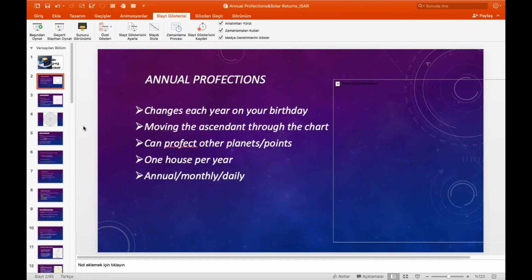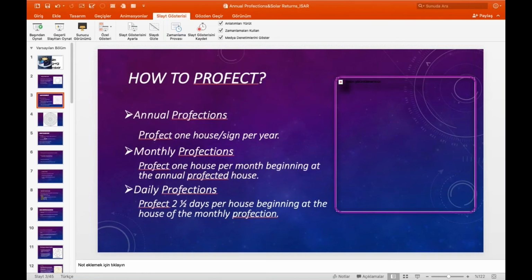And we move one house per year. And we will look at annual profections, monthly profections, and even daily profections. But to be honest, I don't even use daily profections. And it's not used as much. So the most used ones are annual and the monthly ones. So I also suggest you to use mostly annual and the monthly one. And how to profect? We will profect one house sign per year.